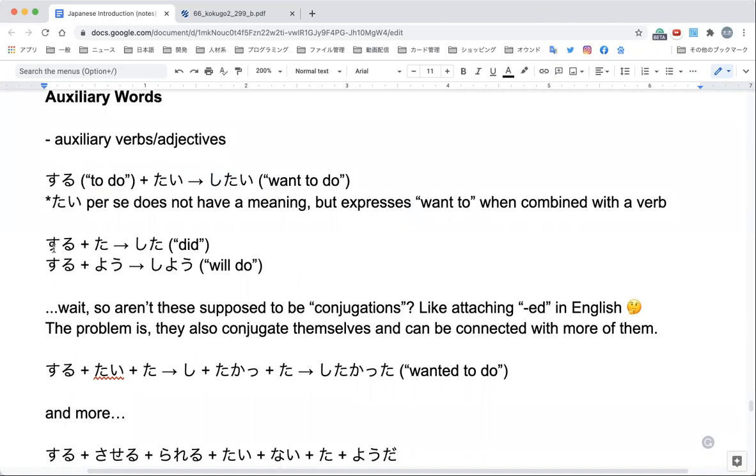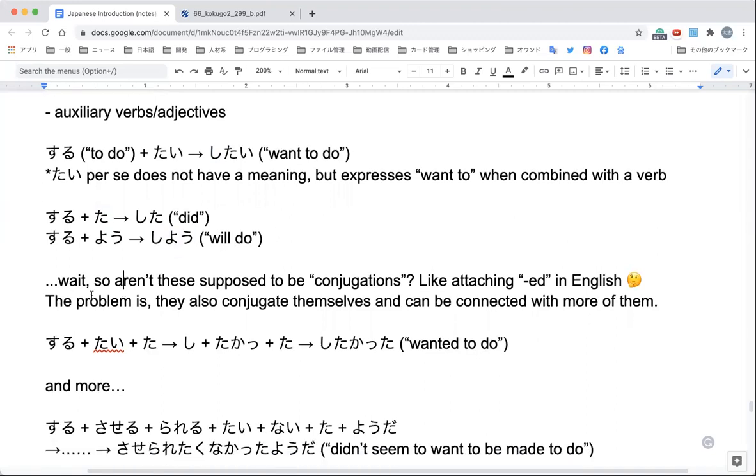And here are some more examples. Again, suru is a verb, and ta is an auxiliary verb, and it becomes shita, and it means did. And suru plus yo becomes shiyo, will do.